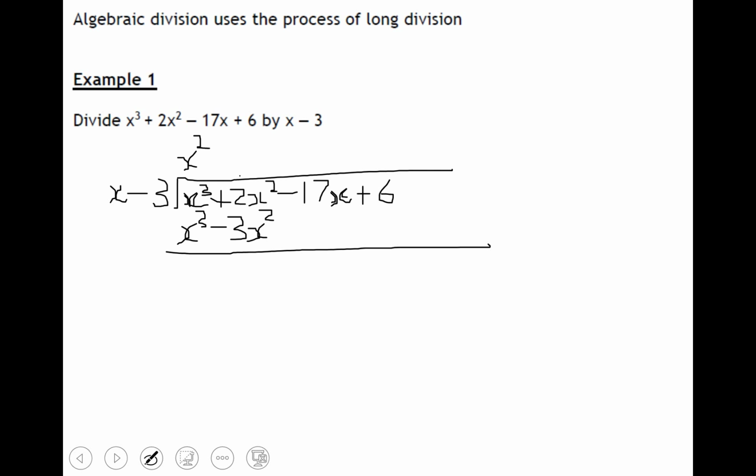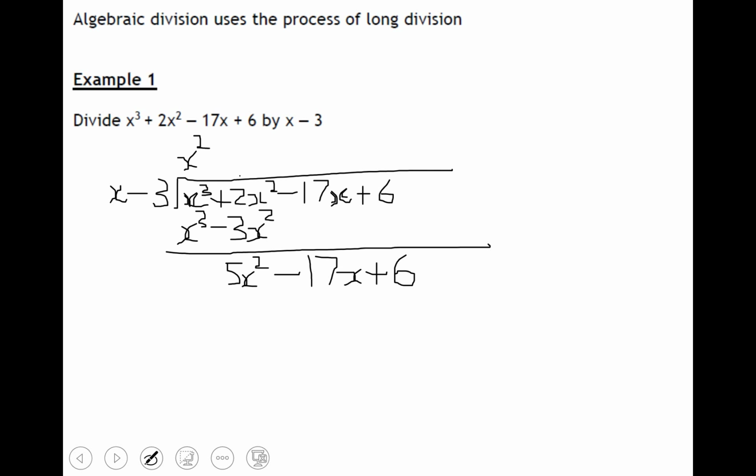So x cubed minus x cubed is 0, which cancels. 2x squared minus 3x squared is 5x squared. Do be careful about double negatives. So minus and minus is a plus. So we end up with 5x squared minus 17x plus 6. And then we repeat the process again.